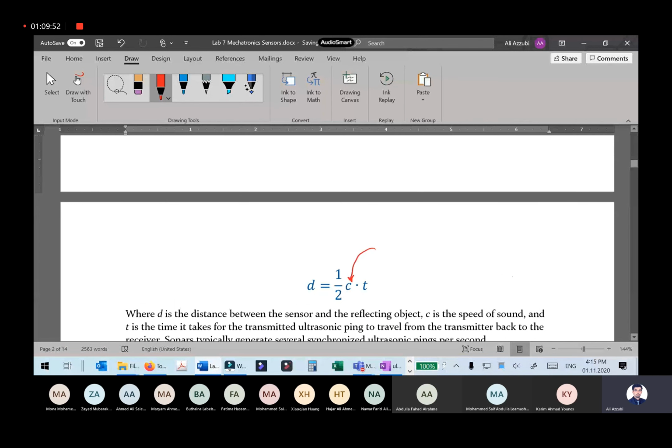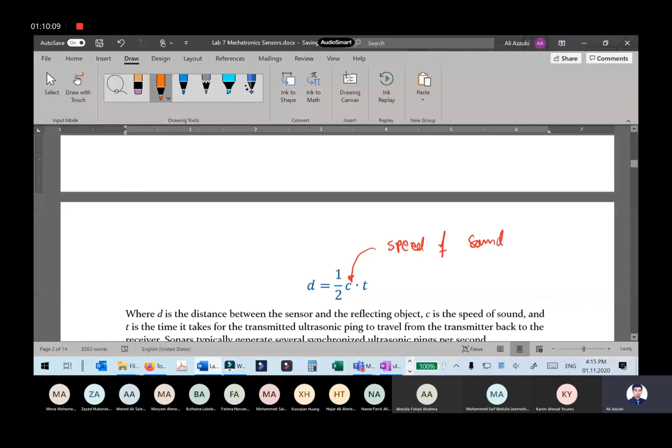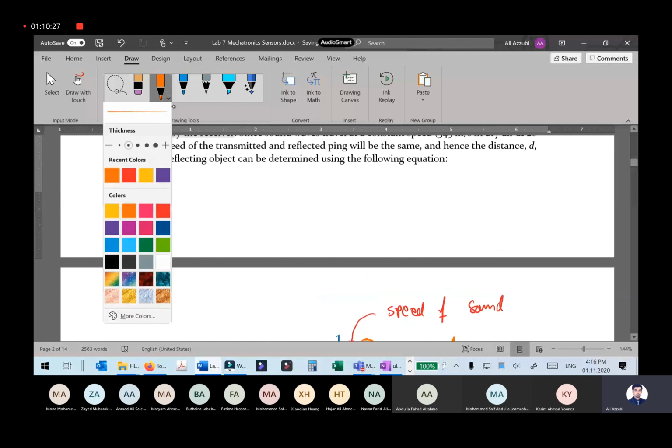If I know the speed of sound, c, and this depends on the density and temperature of the air, etc., but this can be calibrated all the time. If you know the speed of sound, this is constant, and t is measured. Simply, a mathematical law is given like this: half c times t is your distance. So this is the physical principle of the sensor.